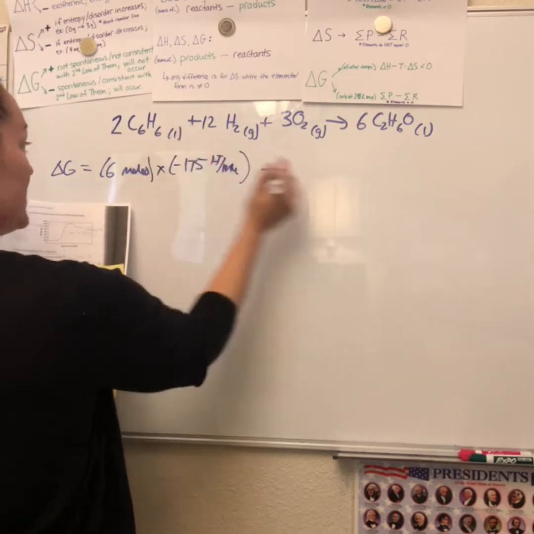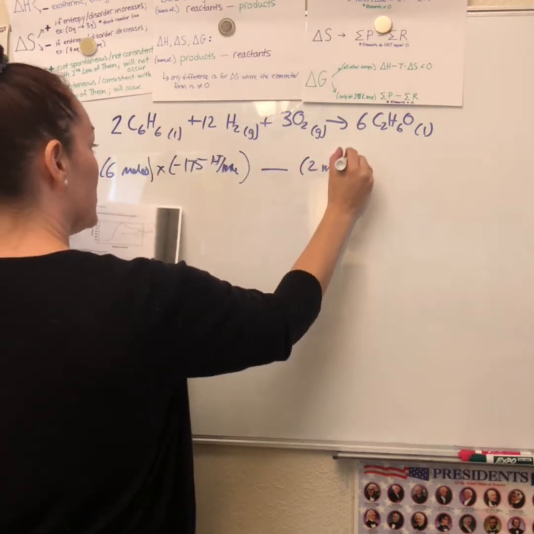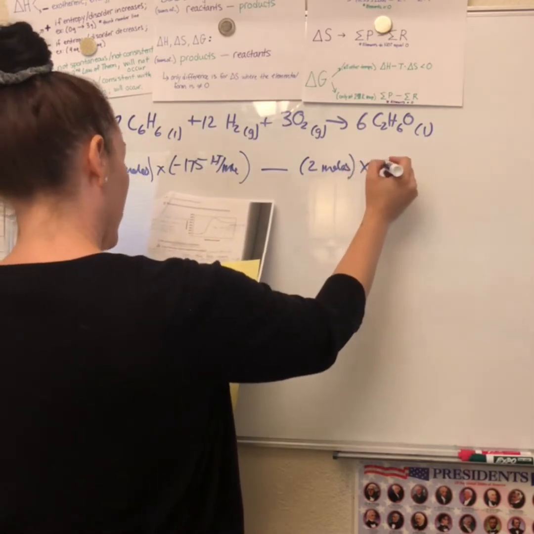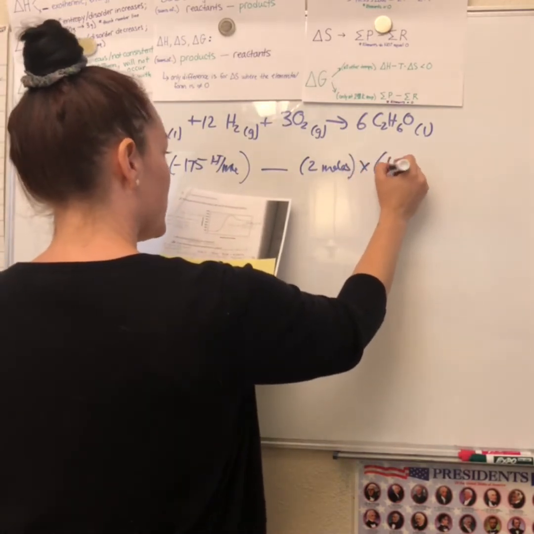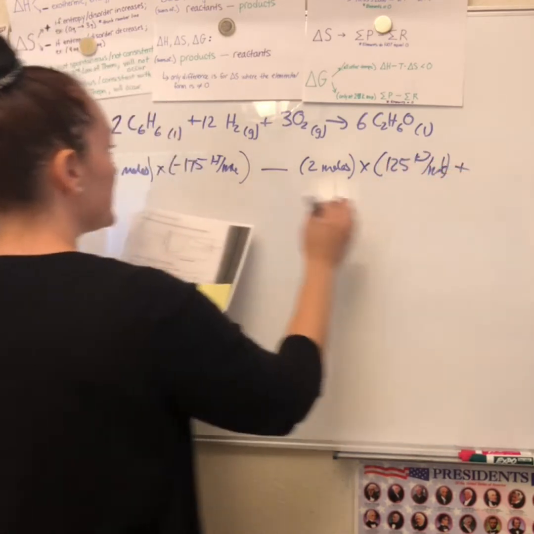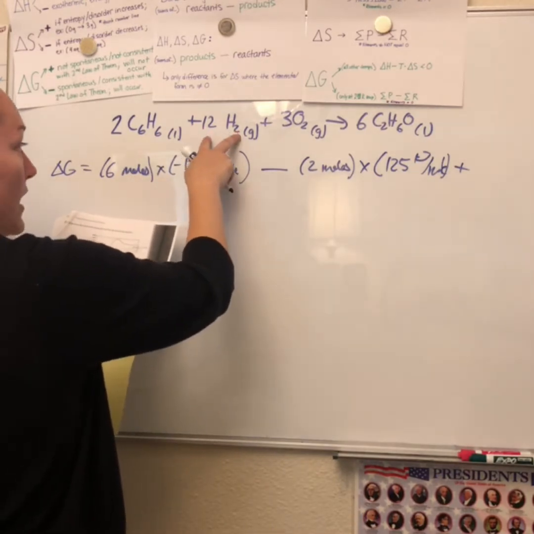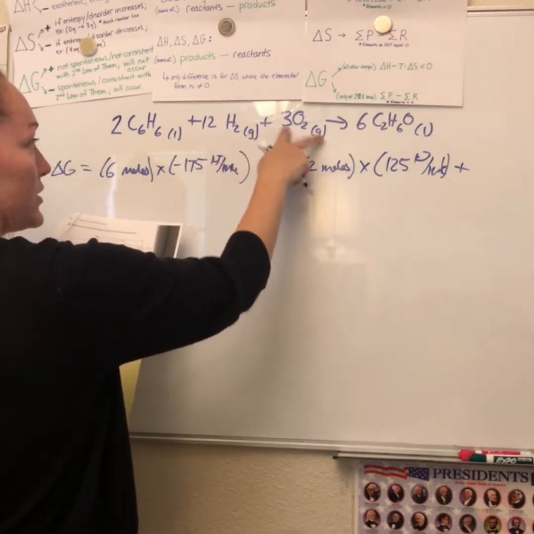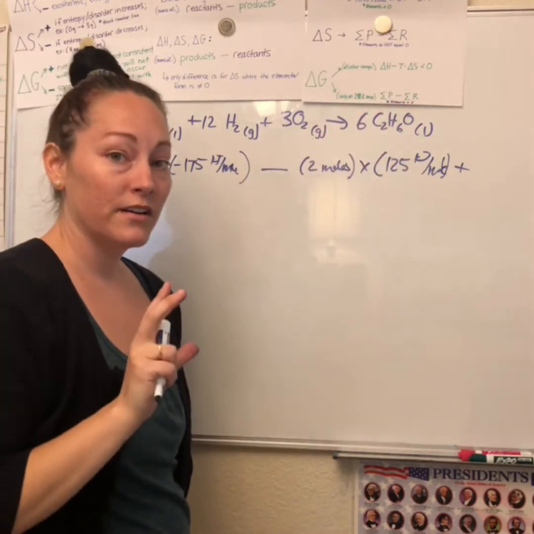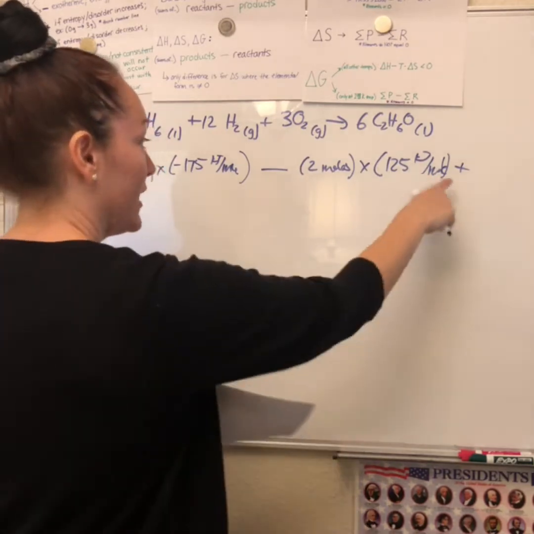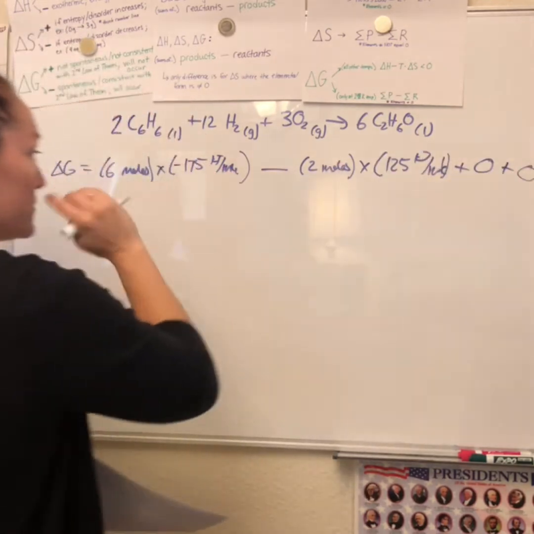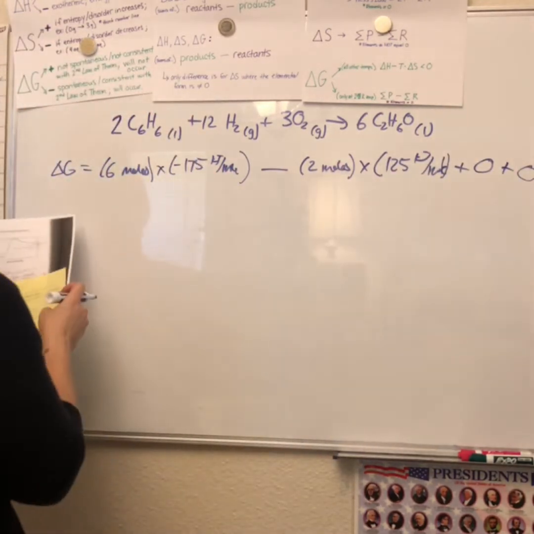Now I'm going to do the reactant side. I've got 2 moles of this C6H6. If I look on my chart, it is 125 kilojoules per mole. Plus, now if you look up here, I've got hydrogen in its elemental form and oxygen in its elemental form. Same as with Hess's law, elements in their elemental form are just 0. So I can put a 0 for this plus 0 and a 0 for this plus 0. So it's just this minus this.